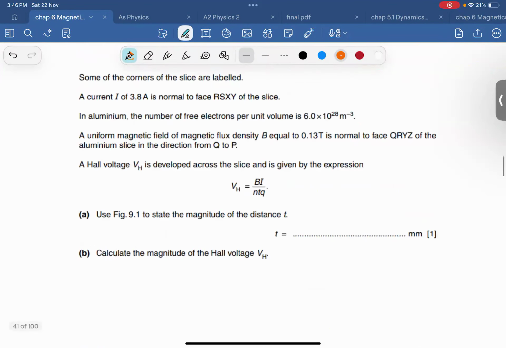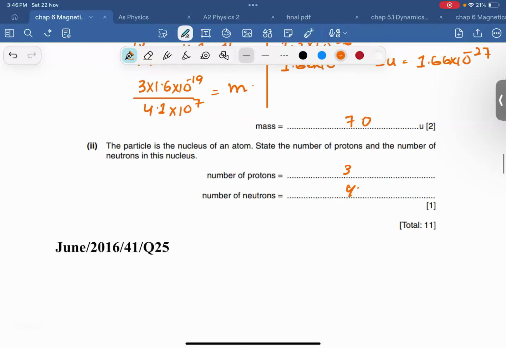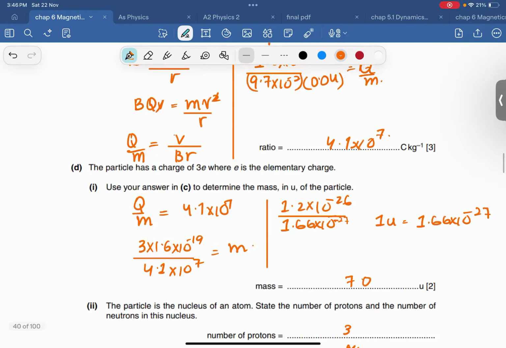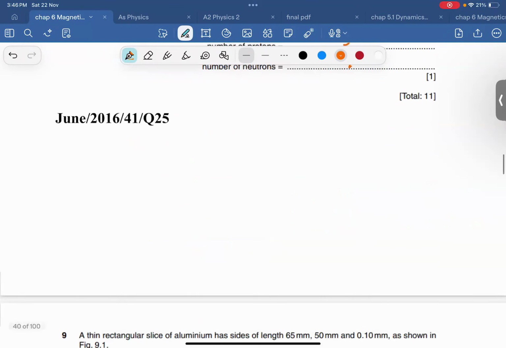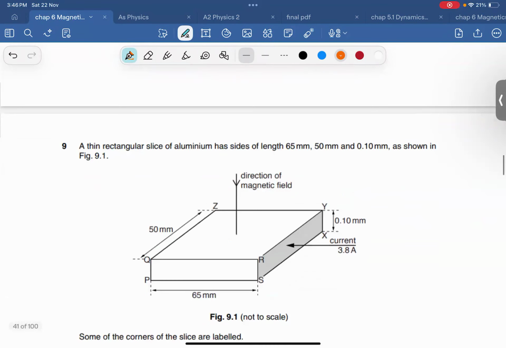Yes, very good. Where do you get the three from? The 3 protons are basically here. The particle has a charge of this much, so it means it has lost 3 electrons. Okay, fine.